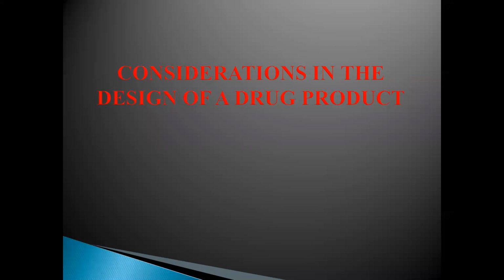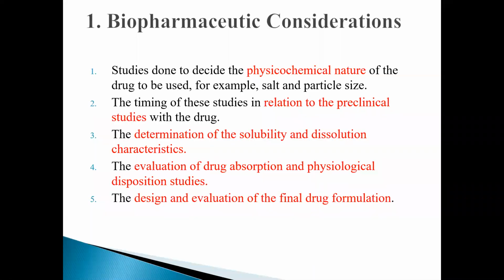Consideration in the design of drug product. There are several considerations in the design of drug product. Let's come to the pharmaceutics consideration. First one, study done to decide the physiochemical nature of the drug to be used, for example, salt and particle size. The timing of this study is in relation to the preclinical study with the drug. The determination of the solubility and dissolution characteristic, the evaluation of drug absorption and physiological disposition studies, the design and evaluation of the final drug formulation.